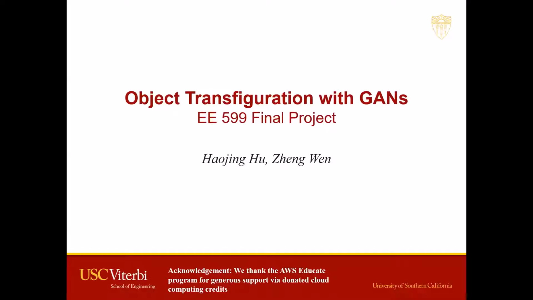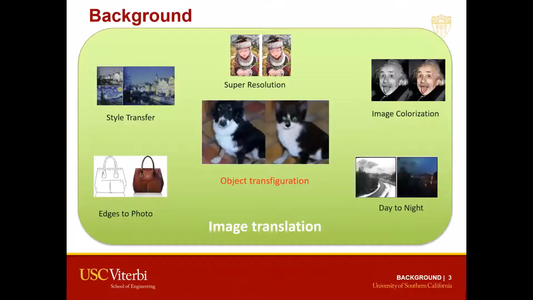Hi, in this video we will present our EE599 project, Object Transfiguration with GANs. Object transfiguration is one of the challenging subtopics in the image translation area. Its main objective is to change the object in the image from one domain to another domain, like change the dog to the cat.